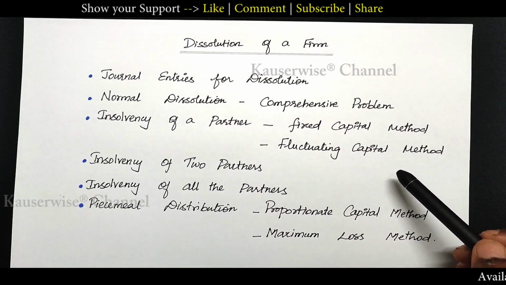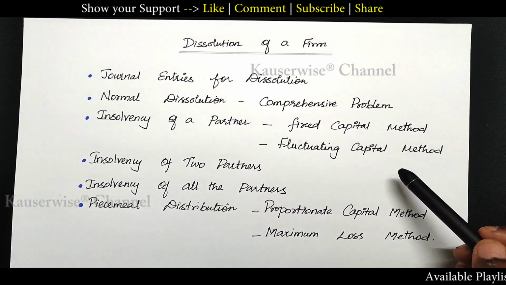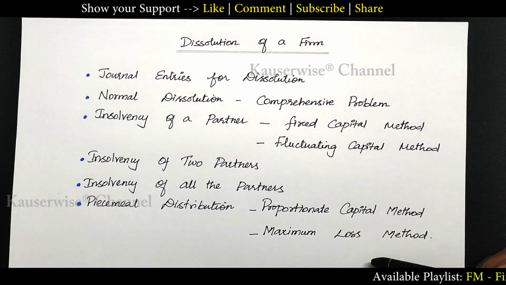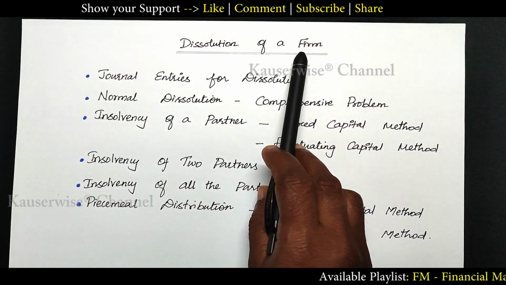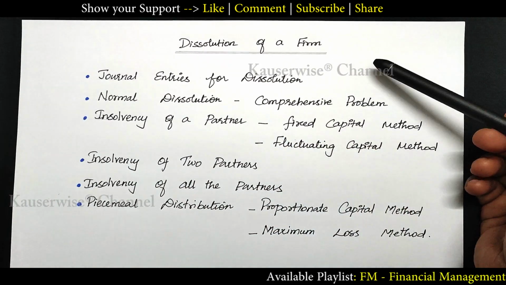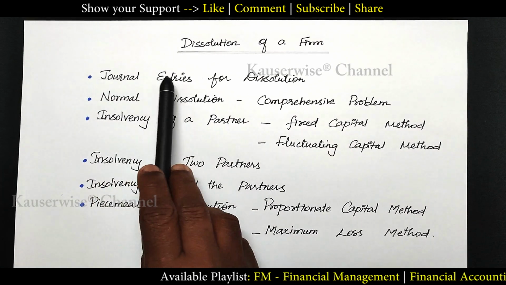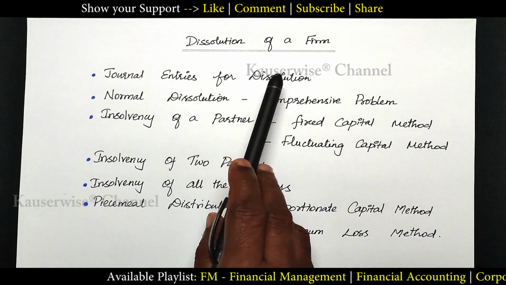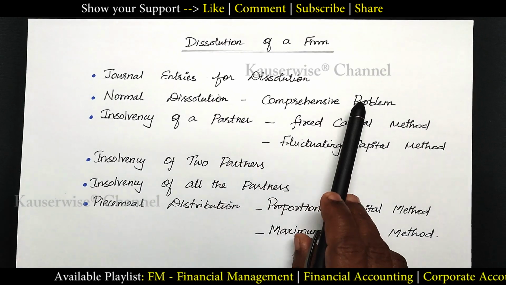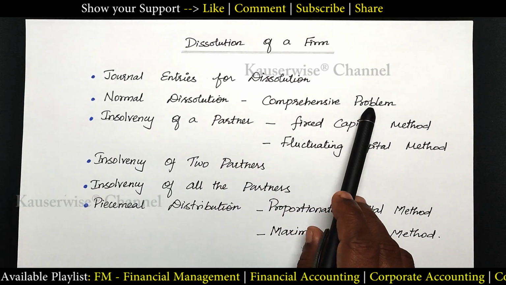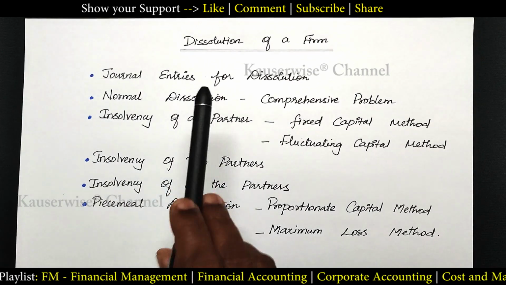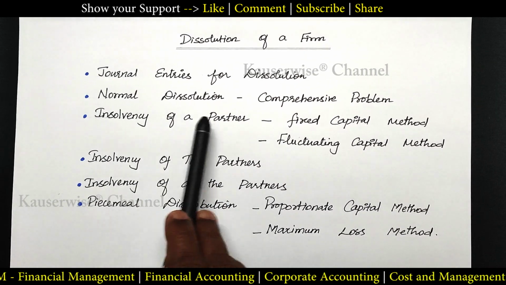Already we have seen admission, retirement and death. In this series we are going to see dissolution of a partnership firm. In that we are going to see these contents one by one. The first one, model journal entries for dissolution, and based on this we are going to see one comprehensive problem for normal dissolution. And the next one, insolvency of a partner.